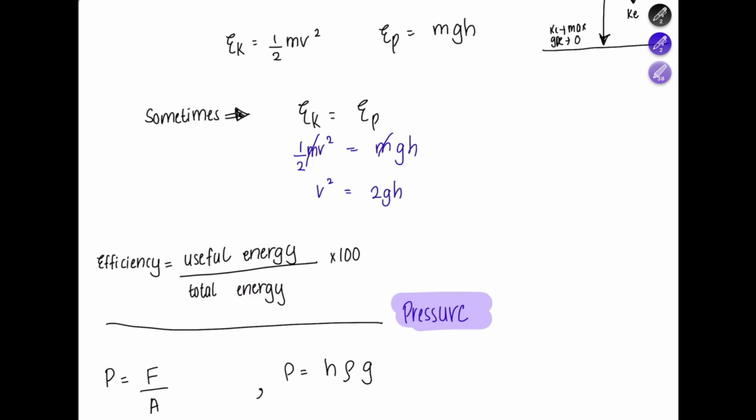So efficiency is the ratio between useful energy and total energy. Multiply this by 100 because the unit is a percentage. Efficiency can also be written as useful power over total power. Basically, how much energy we are giving versus how much energy is actually being used to do the process that you want to do. That is efficiency. If it's 100% efficient, useful energy and total energy will have the same value.